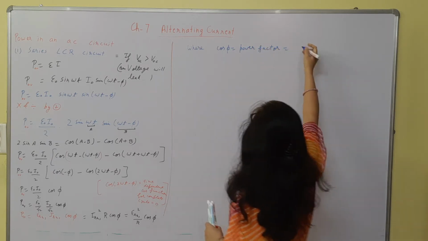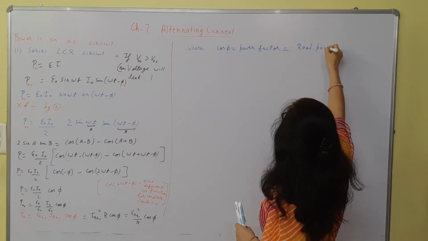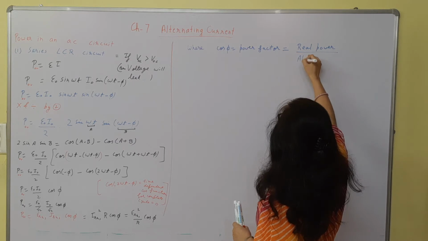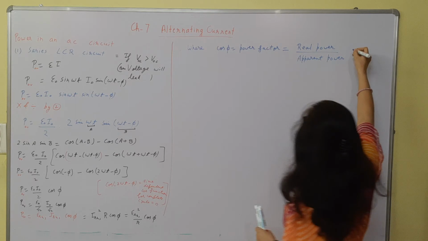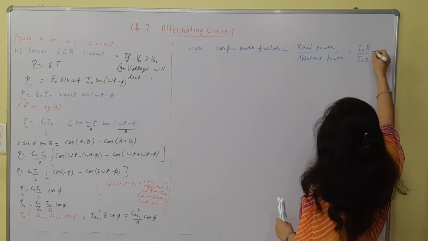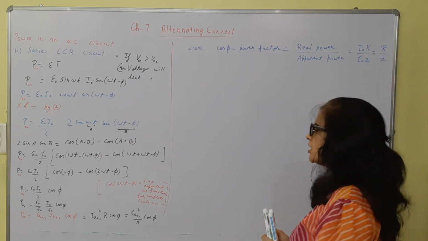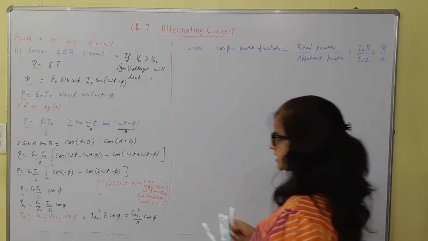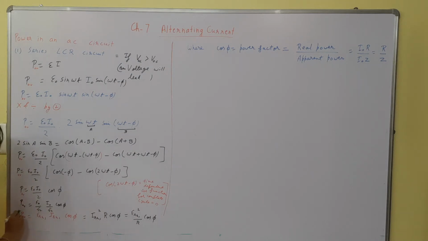It is the ratio of real power upon apparent power. So this can be written as I naught R upon I naught Z, and this will be R upon Z, right? So this is about power in a series LCR circuit. This is our standard formula. Let's mark this as equation 1.